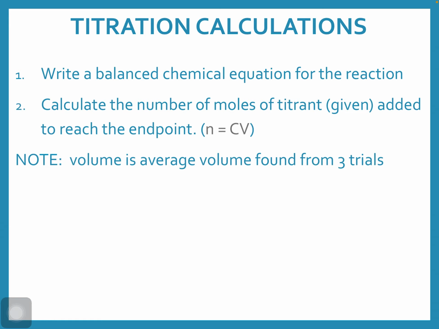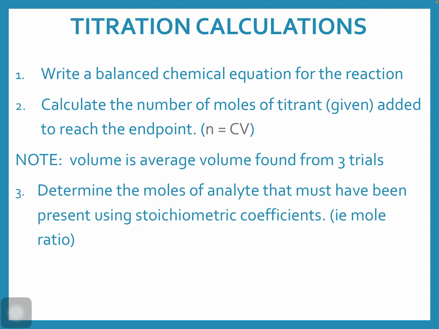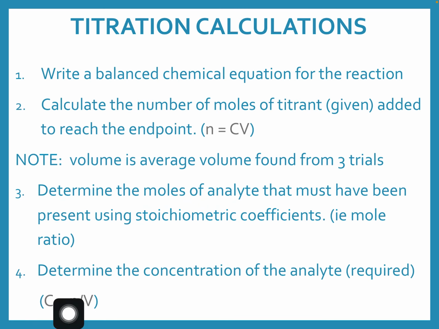And then after that, we will do at least 3 trials, and those are the 3 that we would use to calculate the average. We will then use the mole-to-mole ratio from the balanced equation to figure out, given the number of moles of titrant we have, how many moles of the analyte there would be at that end point. And then once we have that number of moles from the mole-to-mole ratio, we know the volume, and so we can then calculate that unknown concentration.